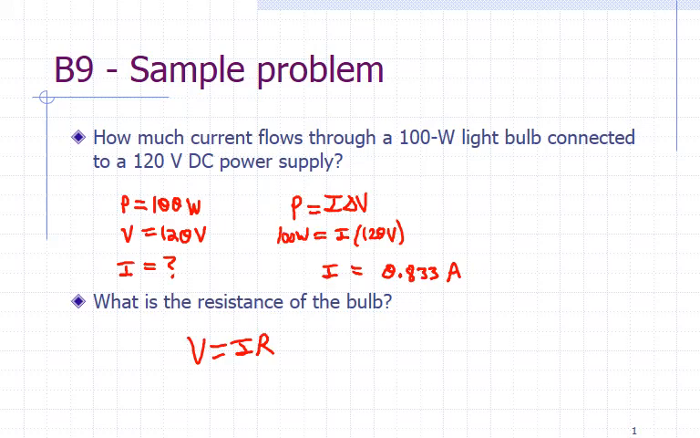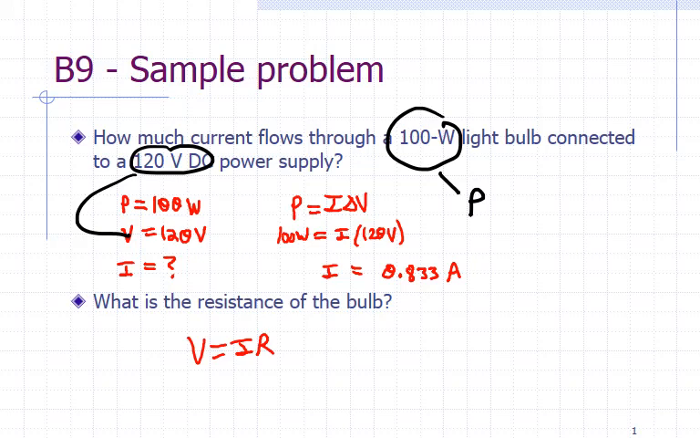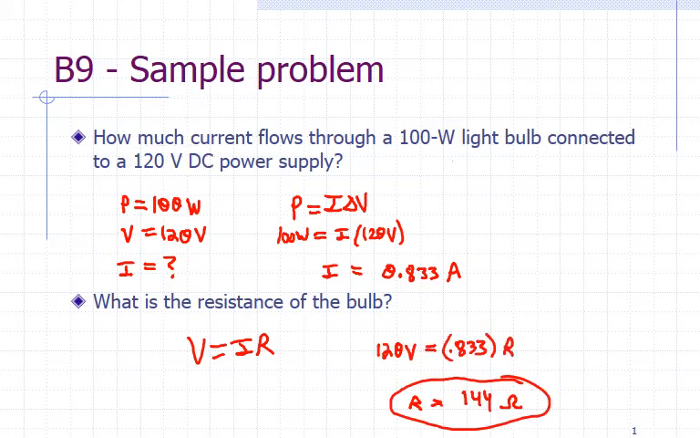All right, so we're dealing with 0.833 amps. This is wattage, which is power. This is voltage, which is V, and we're looking for I, current. 0.833 is what's going through. We can use Ohm's law and figure out the resistance.